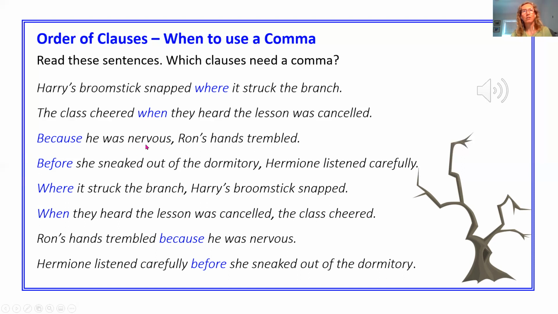Because he was nervous, Ron's hands trembled. Before she sneaked out of the dormitory, Hermione listened carefully. Where it struck the branch, Harry's broomstick snapped. When they heard the lesson was cancelled, the class cheered. So all these have the subordinate clause at the beginning, where the other ones have the main clause at the beginning.